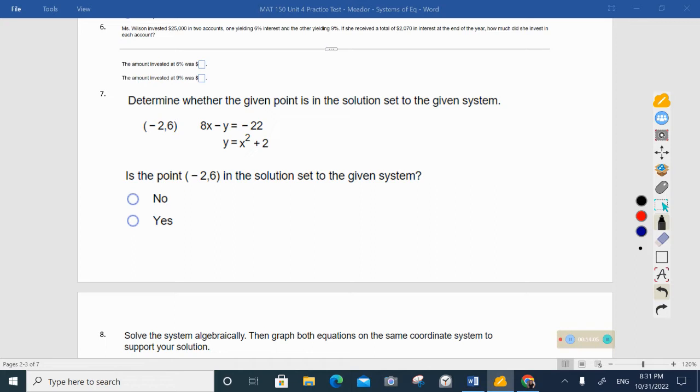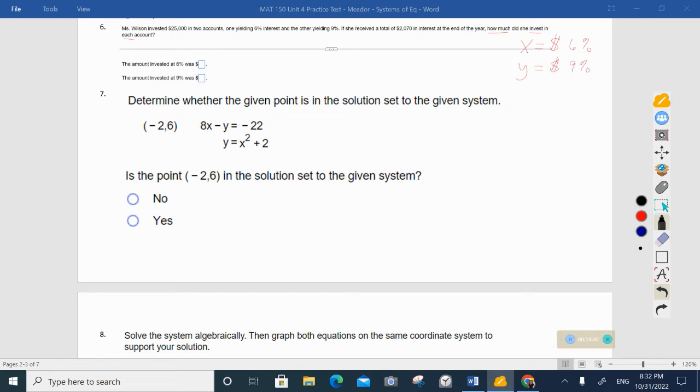So it says, Miss Wilson invested $25,000 in 2 accounts, one yielding 6% interest, the other yielding 9%. If she received a total of $2,070 in interest at the end of the year, how much did she invest in each account? So the question tells you what your variables are. So let's let x equal the dollars invested at 6%. And let's let y equal the dollars at 9%.